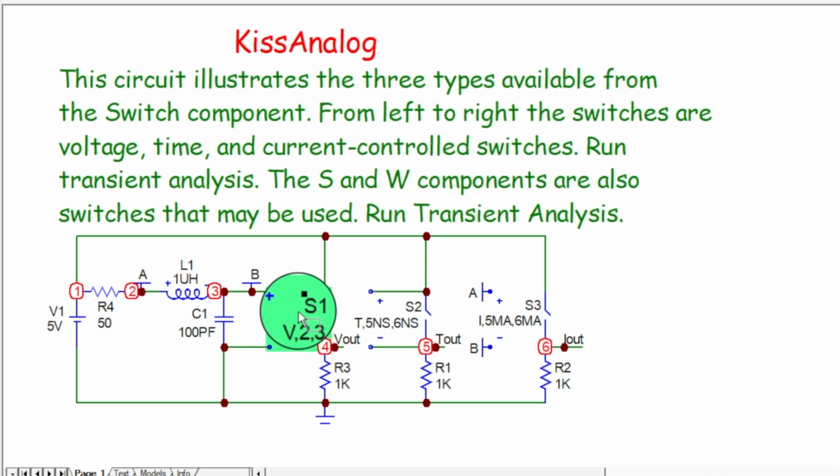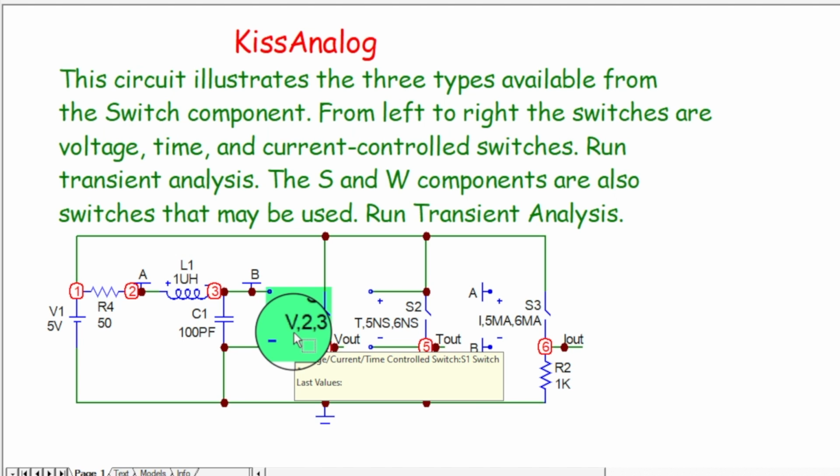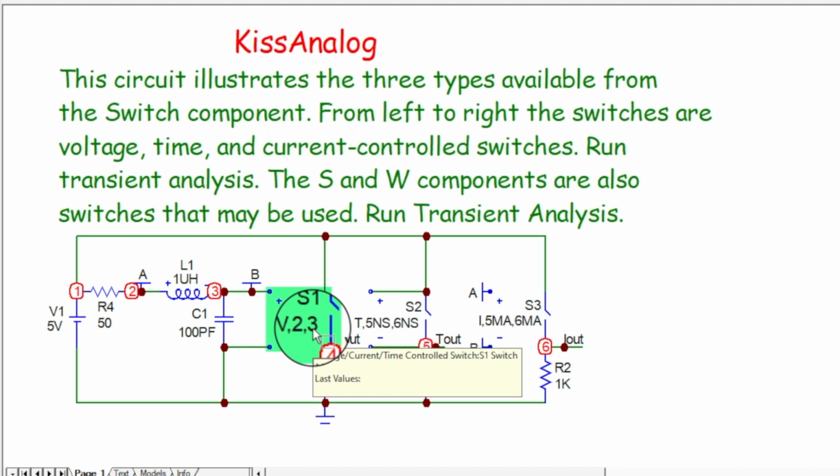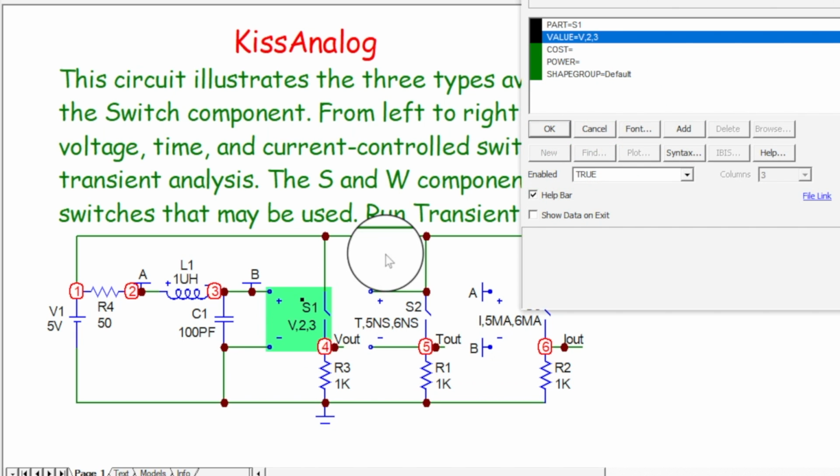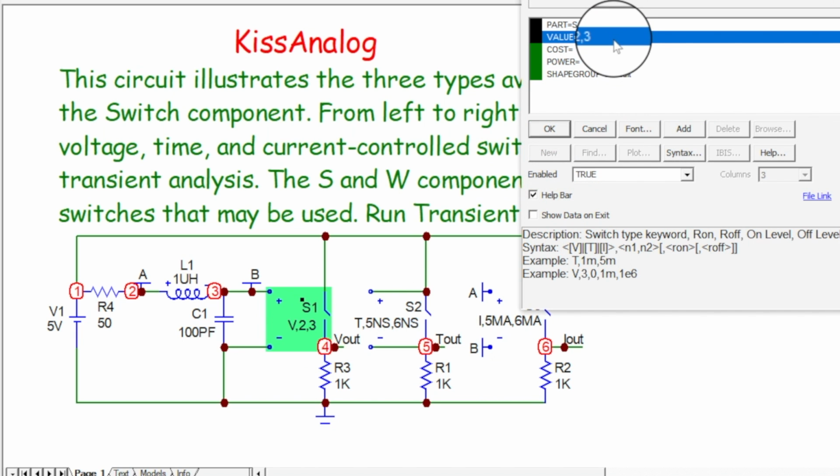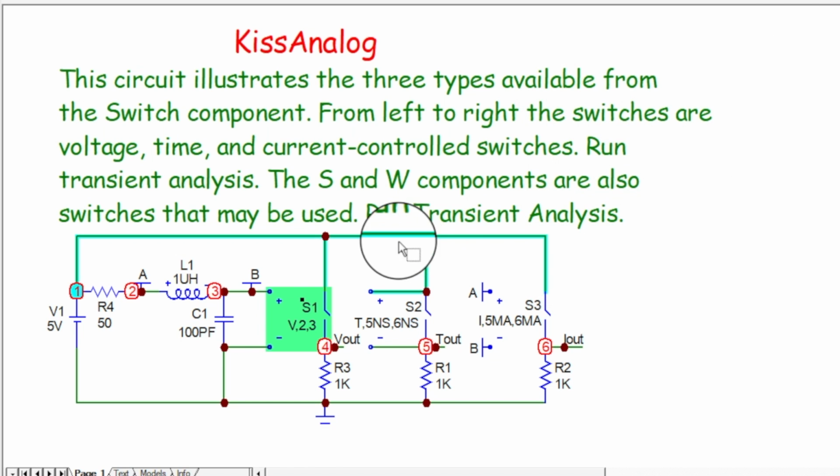This was a voltage mode switch, okay? It's going to trip when it sees 2 volts, and it's going to turn off at 3 volts. Let me double click on the switch, and if I hover over this, down below it gives the on-off level, an example of the syntax. Alright, that's a voltage mode switch. So when we have voltage, we turn on the switch, or it can close the switch. It can go either way, okay?